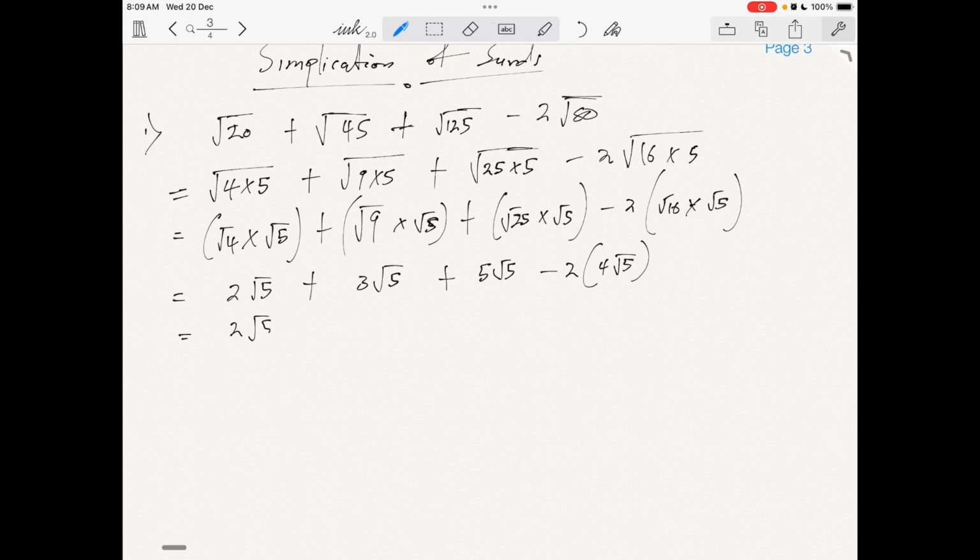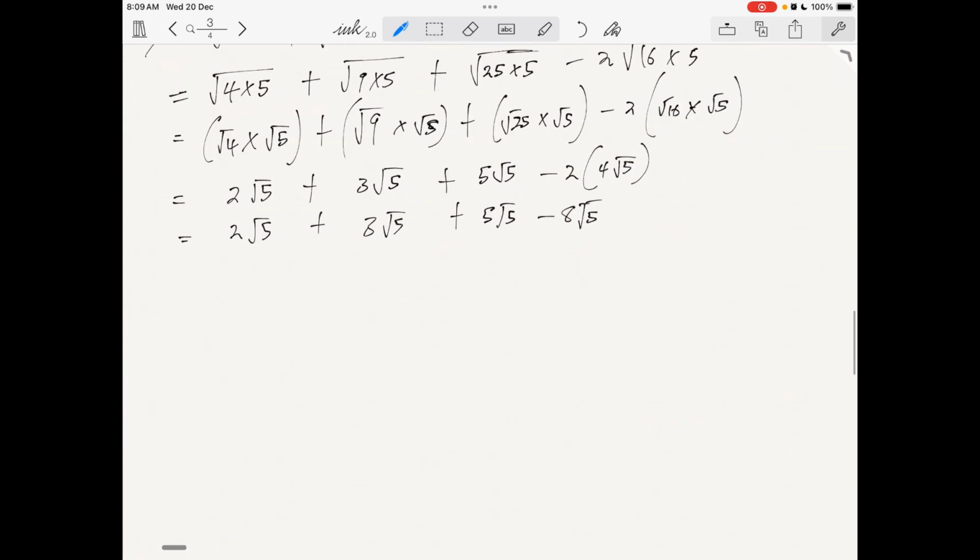That's 2 root 5 plus 3 root 5 plus 5 root 5 minus 8 root 5. Now since root 5 is common, we can take the algebraic sum of everything. So that's 2 plus 3, that's 5, plus 5, that is going to give us 10. So we have 10 root 5 minus 8 root 5, and this will give us 2 root 5.